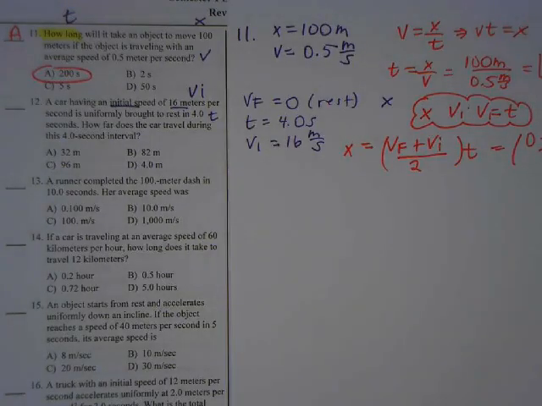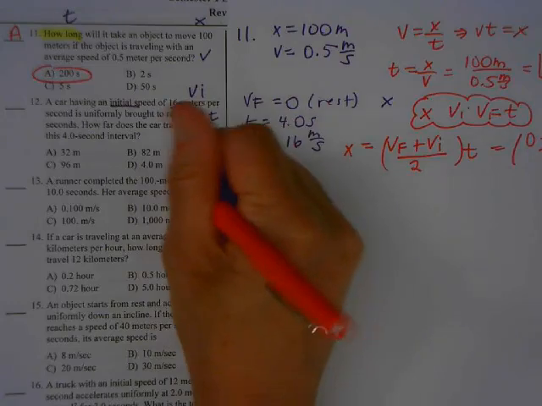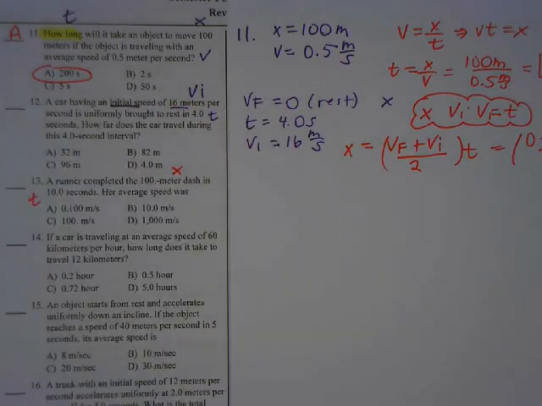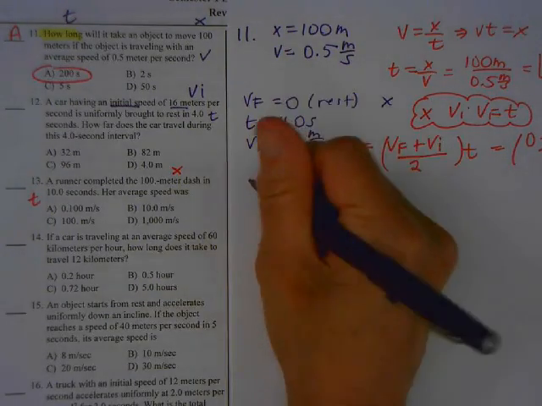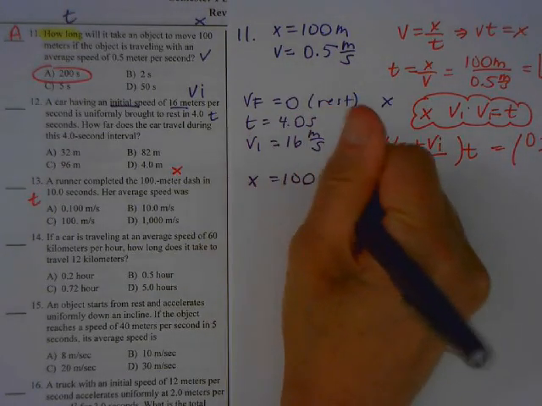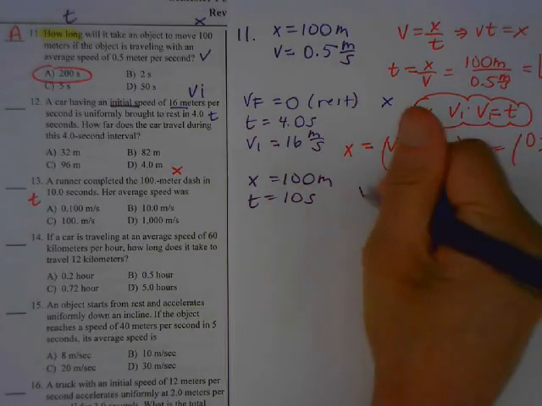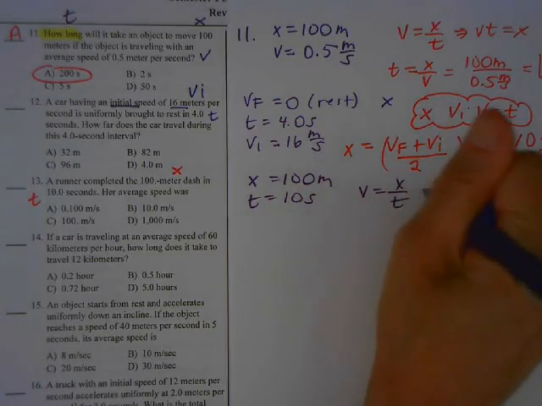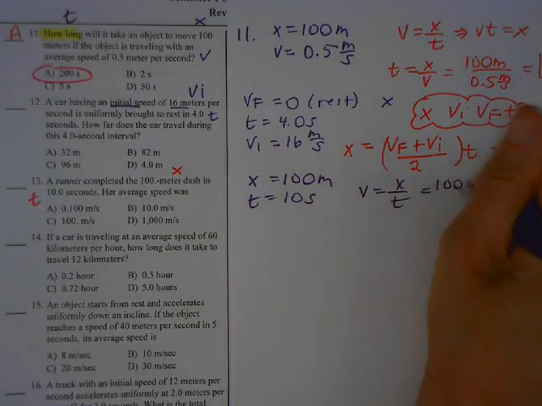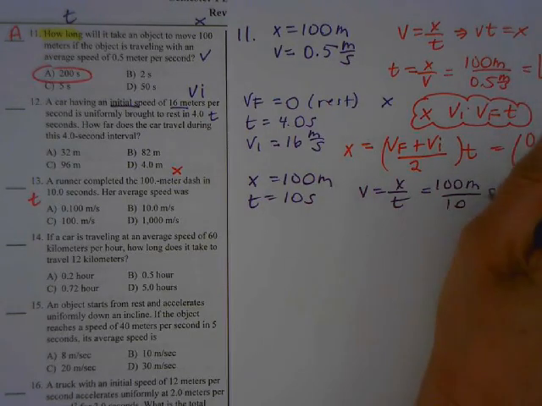Okay, number 13. A runner completed the 100-meter dash, so that's x, in 10 seconds, that's t. What's her average speed? So x is 100 meters. t is equal to 10 seconds. Speed is distance over time. So 100 meters over 10 seconds is 10 meters per second.